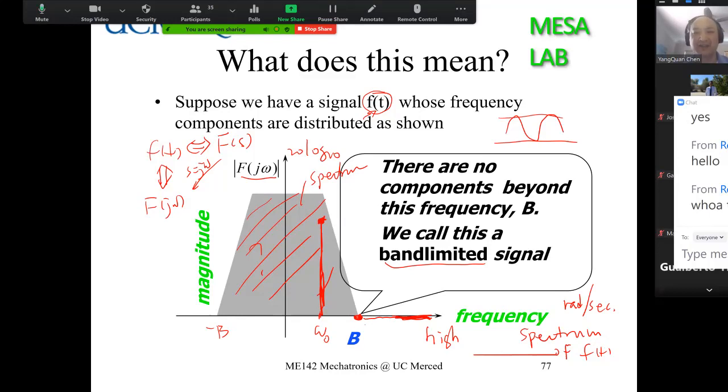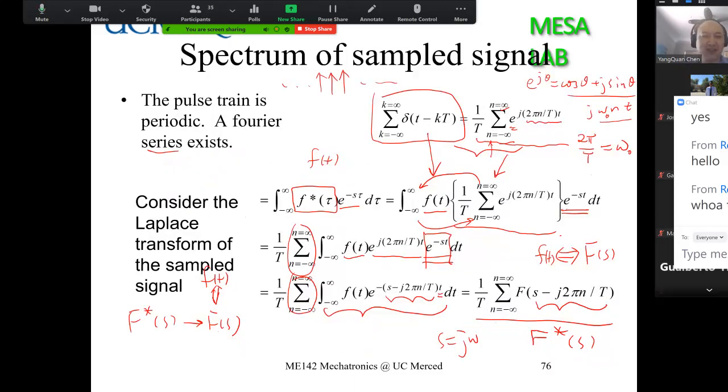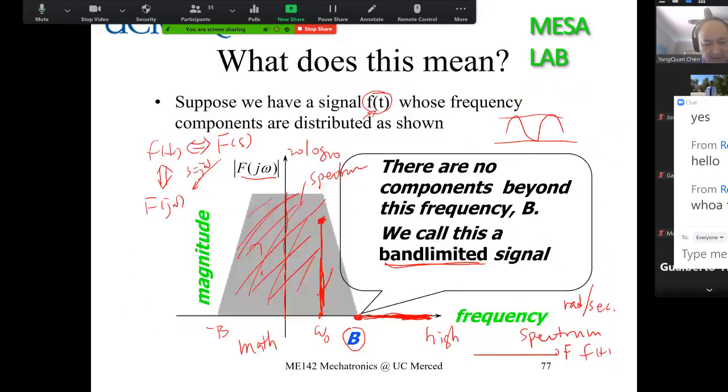So we call this signal a band limited signal, okay? Meaning at a certain frequency B, everything will be zero. So the energy is mainly focused in here. The reason we have a symmetric imaginary frequency is because of a mathematical reason, because we have this n that goes from minus infinity to infinity.